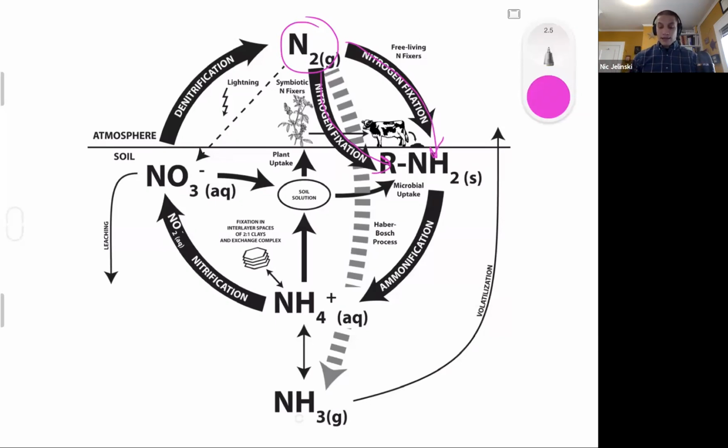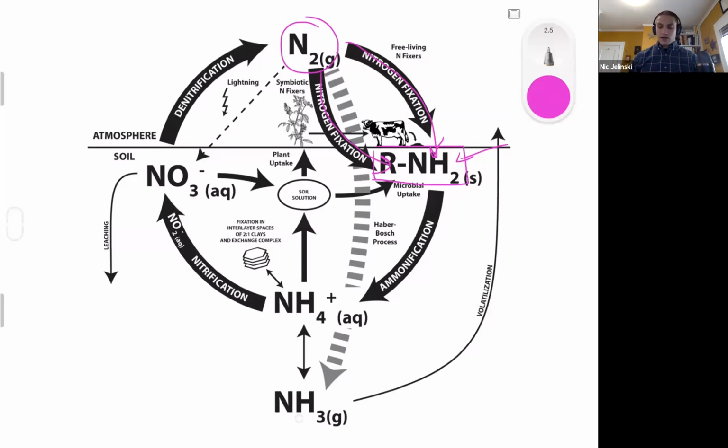And when those organisms die, their residues become part of the soil organic matter. This RNH2 here just means all the organic molecules that you could possibly have in soil. So we're just talking about soil organic matter. It's a solid, and some of those organic molecules contain nitrogen. A lot of them do. The vast majority of nitrogen in a soil is actually in the soil organic matter in organic form. And it takes microbes decomposing that organic matter to release the nitrogen into a plant available form.